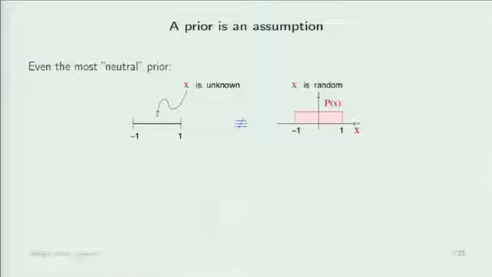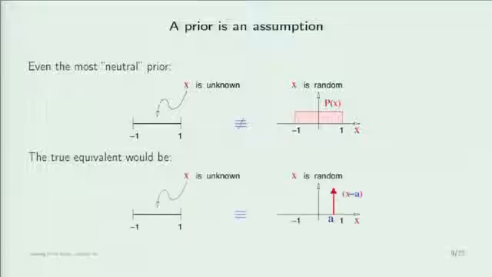This is not equivalent, and if you want the true equivalent in terms of probability of this fellow, this is what you're going to have, okay? So here, X is unknown. Here, X is random, and the probability density function of that happens to be a delta function centered around a point A that I don't know. That would be strictly modeling this. This does not model it, okay?